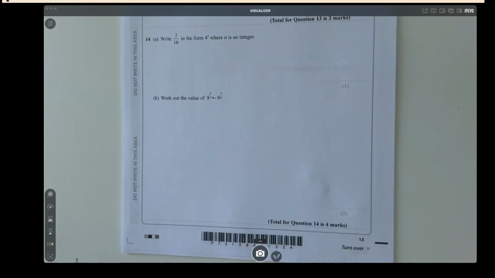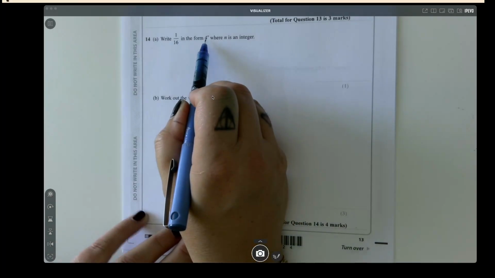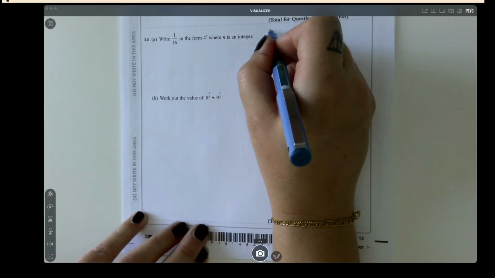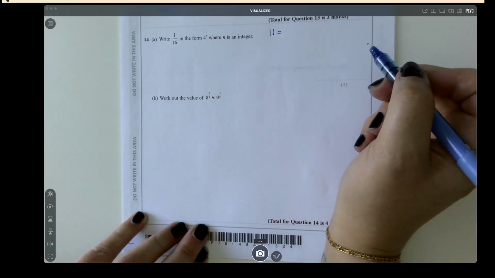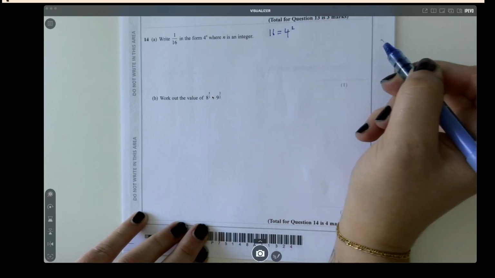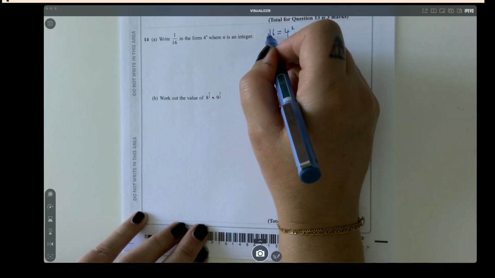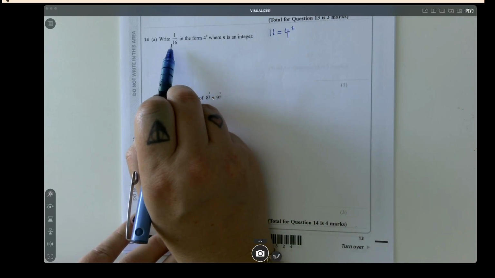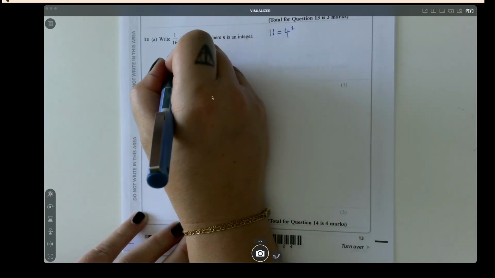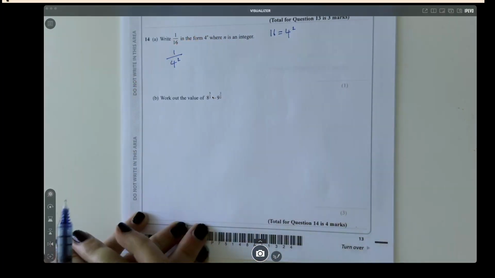Question 14a. Write 1 over 16 in the form 4 to the power of n, where n is an integer. So we need a base number of 4, so I'm going to first of all figure out what 16 as a power of 4 would be. Well, I know that that's 4 squared because 4 times 4 is 16. So I'm going to replace 16 in this fraction with 4 squared. So 1 over 4 squared.